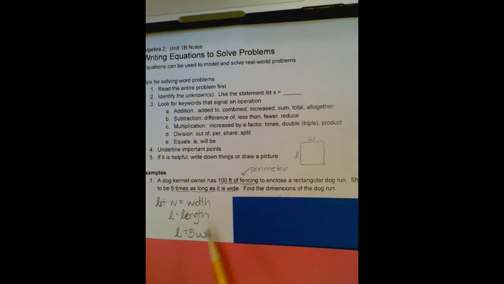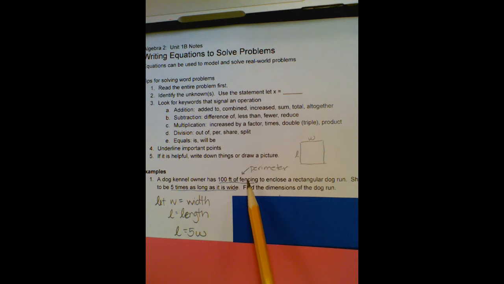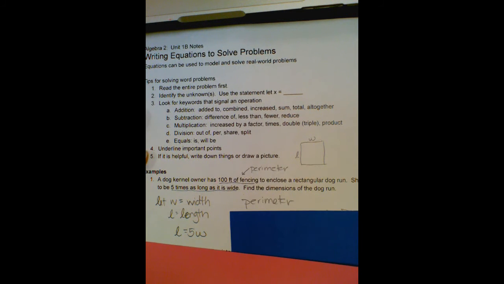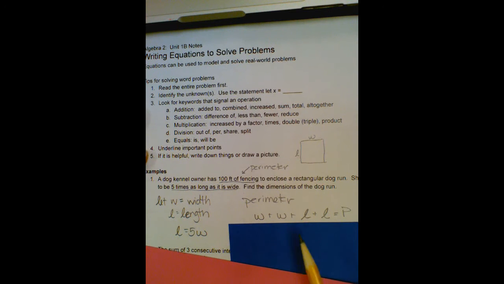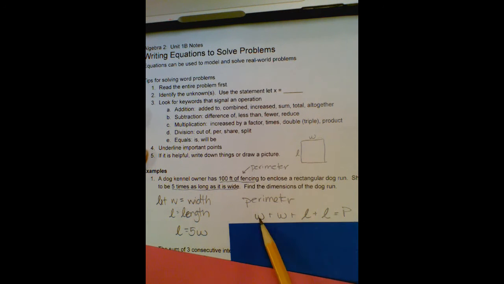Now it's wanting to find what length and width are, which this doesn't give us enough information for. But I do know that the entire perimeter is 100. So if you remember back to perimeter when you had geometry, if you add up all of the different sides together, that would be the perimeter. So perimeter right here would be width plus width plus length plus length.